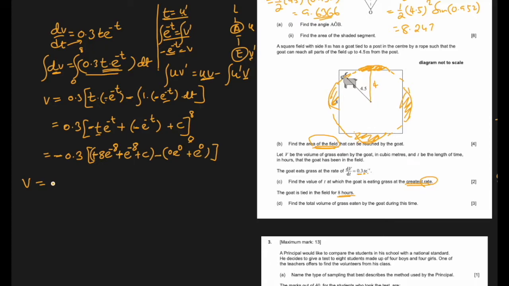So V is equal to minus 0.3, which is out. And here, I will use my calculator to evaluate this. So 8 times e to the power minus 8 plus e to the power minus 8, minus 1. So I get minus 0.9969. This c was there, so it got cancelled out, so don't ignore it. So that has to be multiplied with negative 0.3. So V is equal to 0.299 meter cube. This is the volume of grass the goat ate in 8 hours.